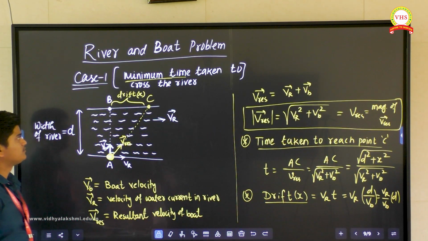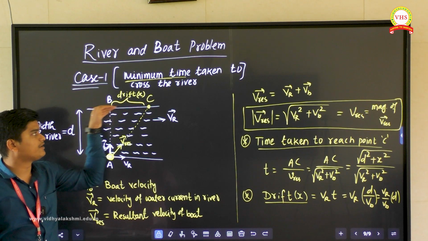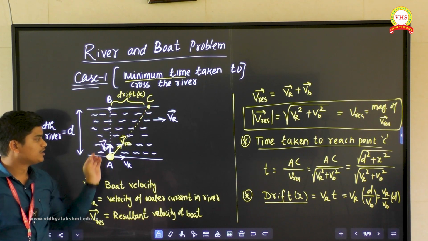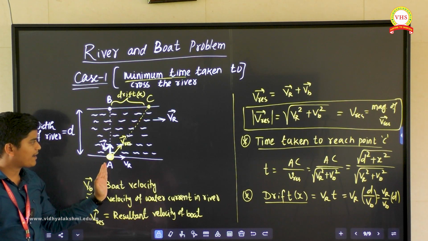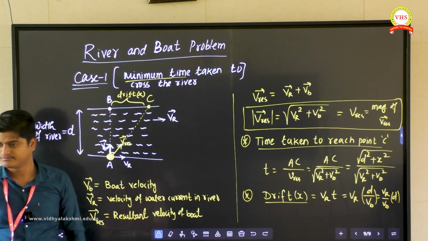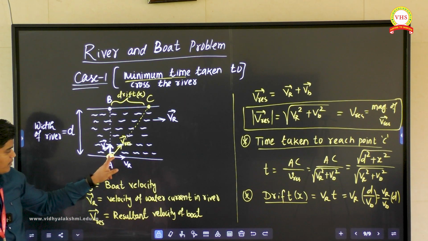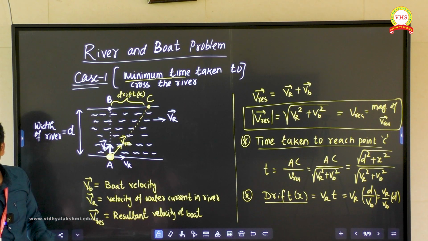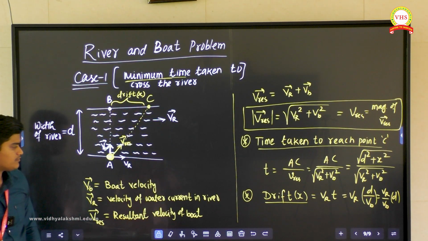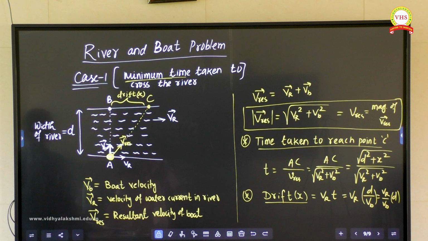Drift also they can ask. Drift means the horizontal distance the boat travelled. When the boat reaches point C, it has travelled a vertical distance D and a horizontal distance X, because it went from here to here; from the initial point it has travelled X distance. So accordingly we calculate everything here. Clear? No risk, no doubt here. It's a normal vector calculation. Yes or no? Note it down.